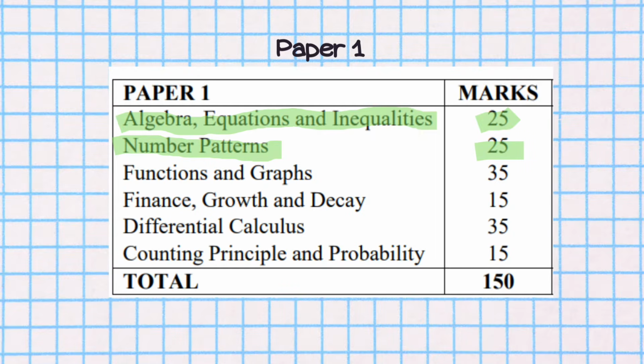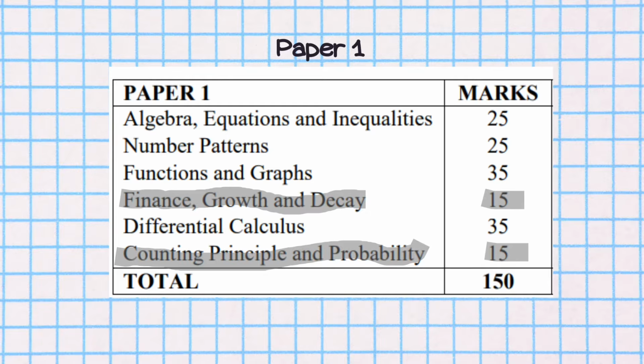Then to get to your 120, you add the next 2 topics, which are number patterns and also algebra, equations and inequalities, which is solve for x, which is question 1 in the paper. If you ace those 4, without any other topics, that is, minusing finance and probability, you have bagged an 80%.